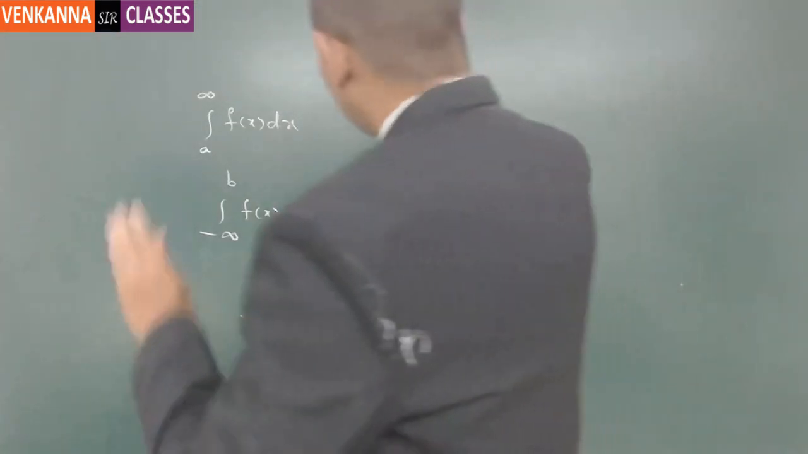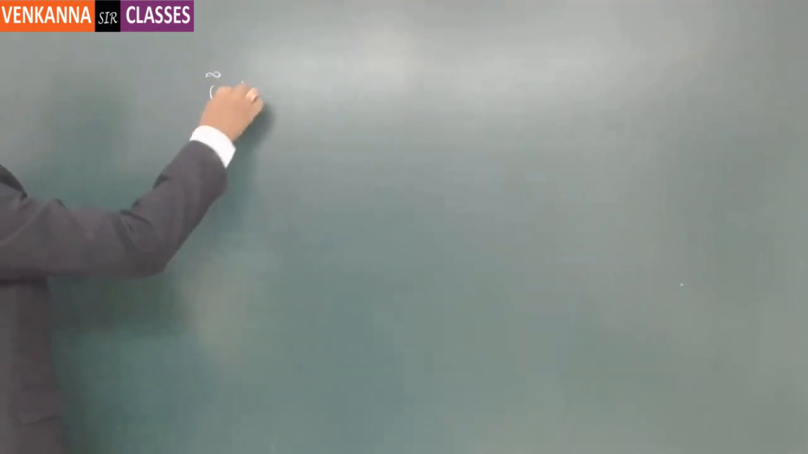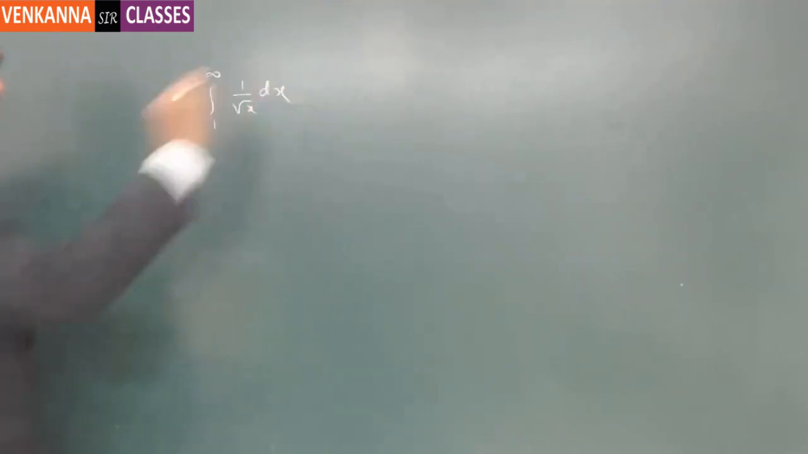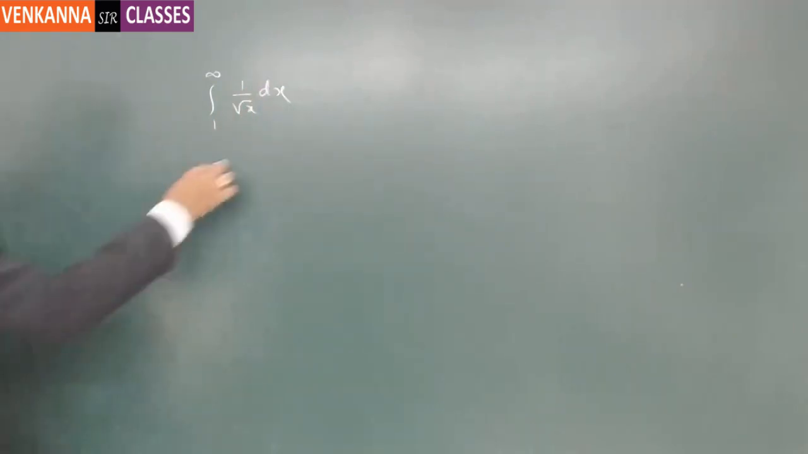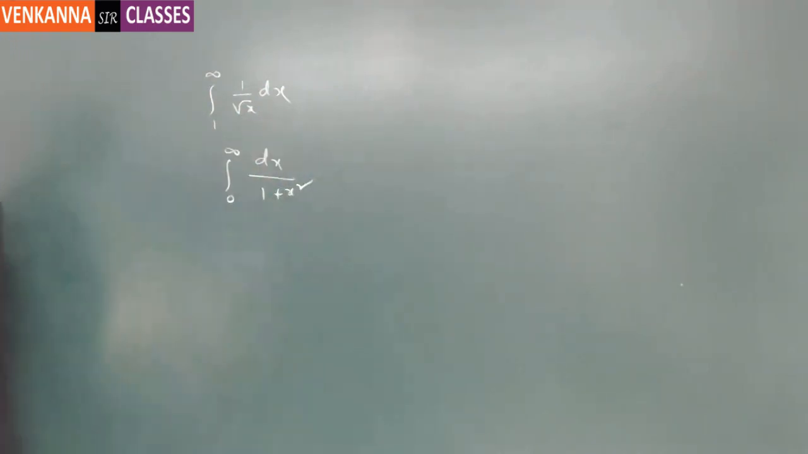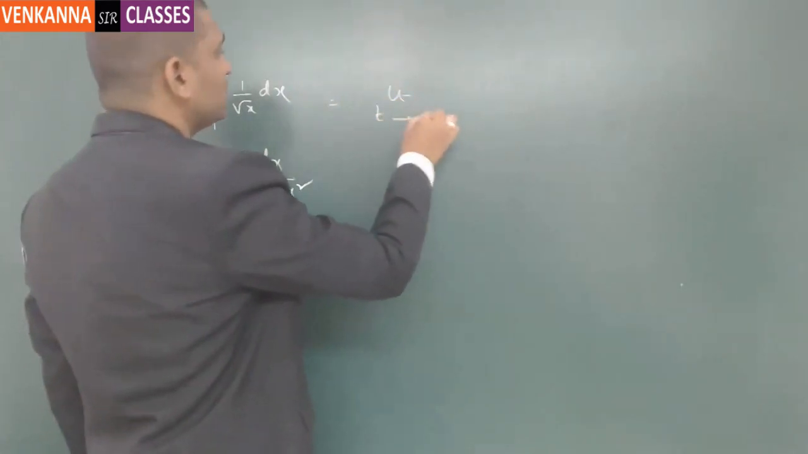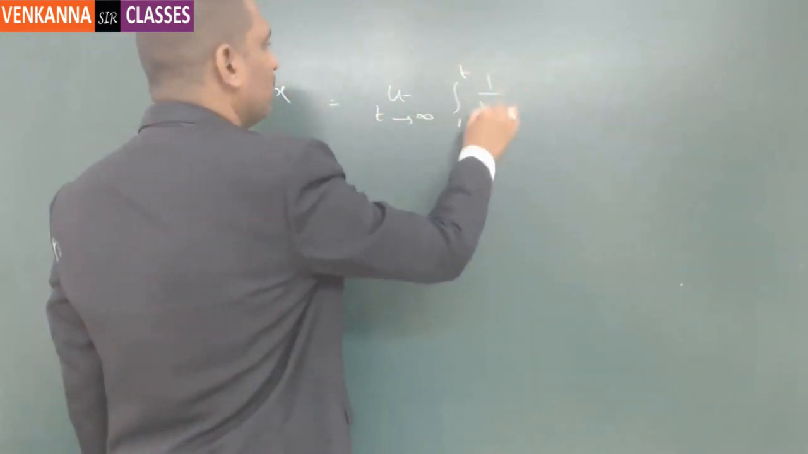It is just doing your integration problems one more time. The only modification is we are simply applying a limit. That's all. Suppose it is given that, take this problem once, another one for our convenience. Let us take these two problems one more time. So it is nothing but limit t tends to infinity integral 1 to t 1 by root x dx.